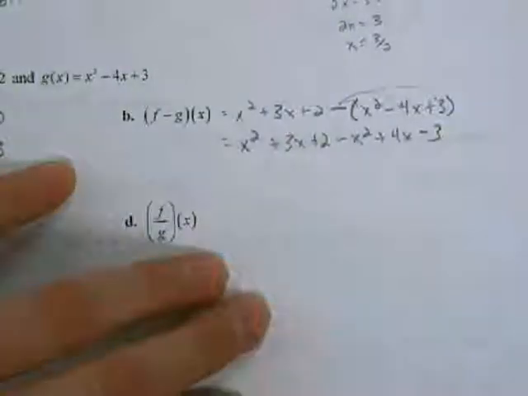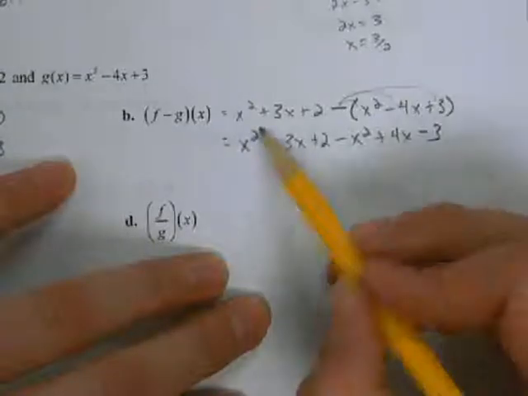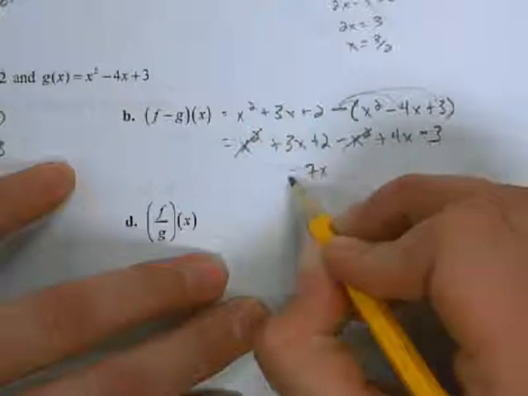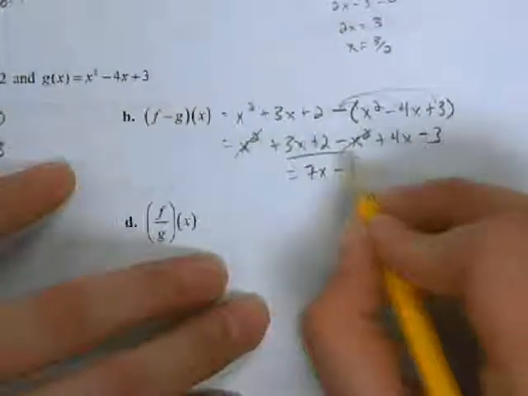From there, combine your like terms. So x squared, negative x squared, those go. 3x plus 4x is 7x. And 2 minus 3 is negative 1. So 7x minus 1.